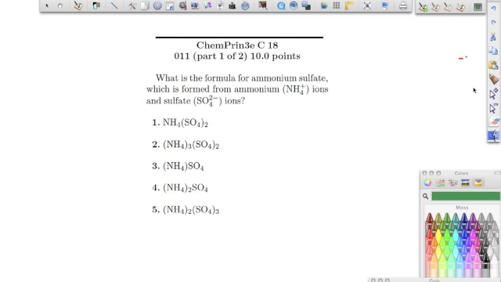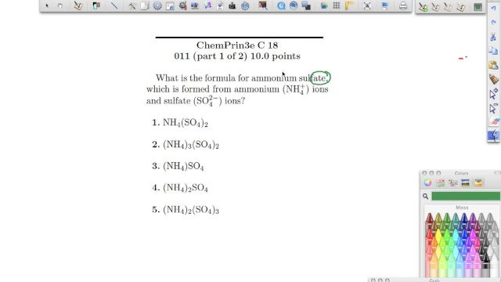Okay guys, moving on to number 11. It says, what is the formula for ammonium sulfate, which is formed from ammonium, which is NH4+ ions, and sulfate, which is SO4 2- ions. Okay, we have 2 polyatomics here. One thing I want to remind you of is that on your periodic table, that's where you will find your polyatomics. Anything ending in ate or ite is going to be a polyatomic.